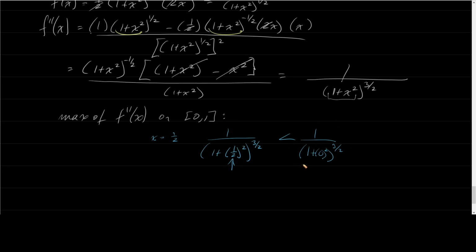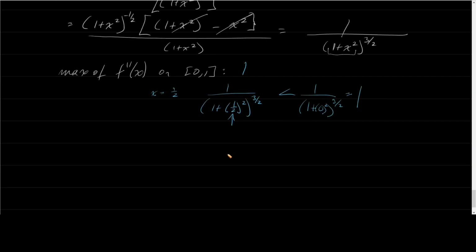So this value over here is just equal to 1. So the maximum here on that interval is 1. All right. So now, what does that do for our formula? Well, in here, we're going to say we need that the absolute value of our error, which again is less than (b minus a) to the third over 12n squared times 1, right? That 1, I got it from here.